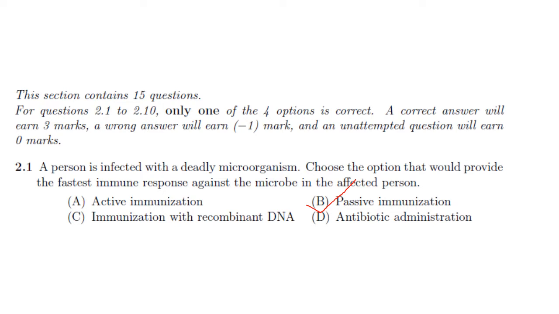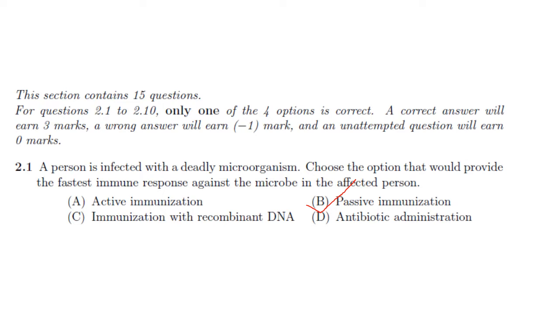It is the process by which the immune system of the body is stimulated when exposed to a particular antigen. The body produces antibodies against the antigen. Then what is passive immunization? Passive immunization is direct administration of antibodies to fight against the antigen. Immunization with recombinant DNA involves administration of a particular DNA segment which produces the antigen. Then what is antibiotic administration? Antibiotic administration is done in order to fight against the microorganism.